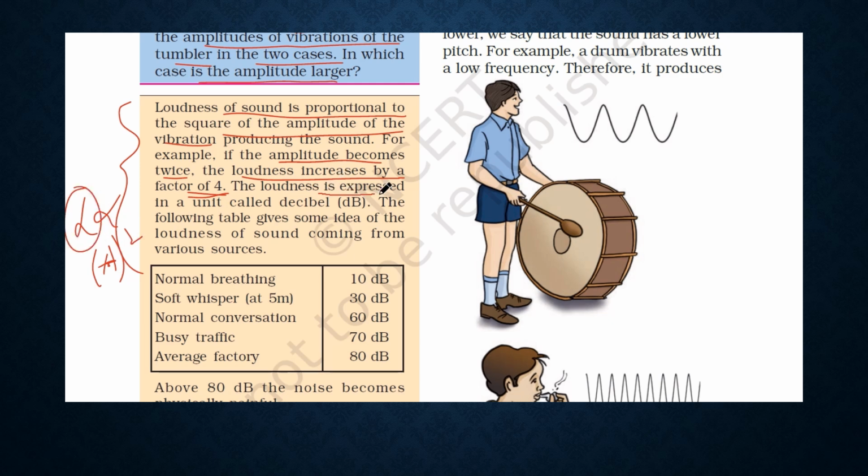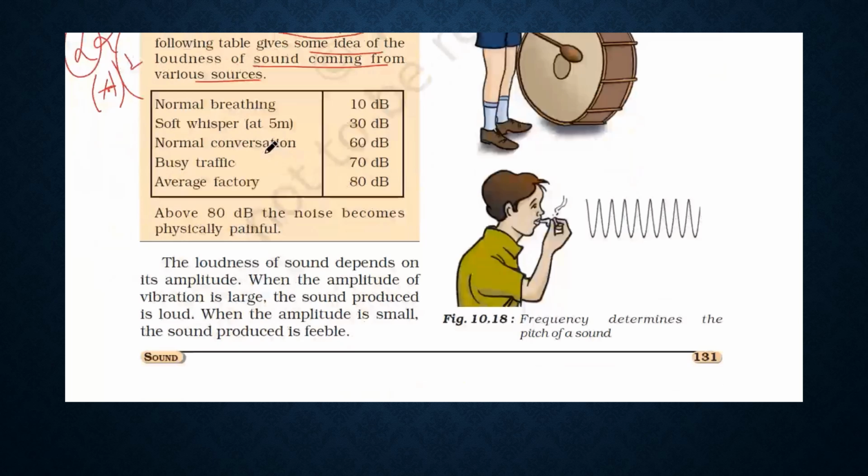The loudness is expressed in the form of decibel. So, when someone is playing loud music, you will say that it is crossing the decibel limit. That is the loudness expressed in the unit of decibel. The following table gives us an idea of the loudness of sound from various sources.